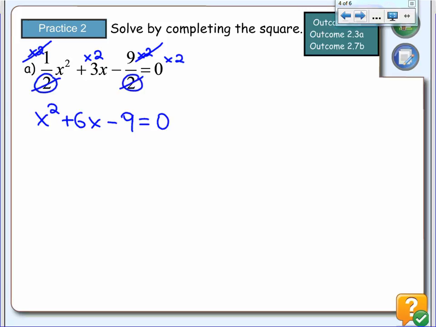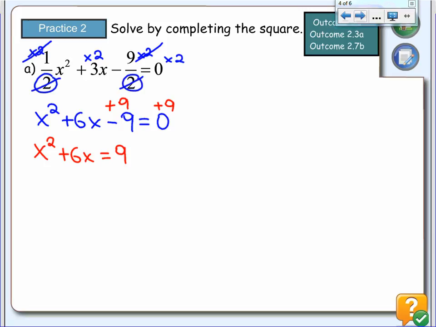Now we go back to our little rules which say factor this thing using completing the square. Your first step was look at the a value, make sure it's 1. The a value is 1. The second step is to get all the letters on one side and all the constants on the other. So I add 9 to both sides. I now have x squared plus 6x equals 9. So step 2 is complete. All the x's on one side, all the constants on the other.